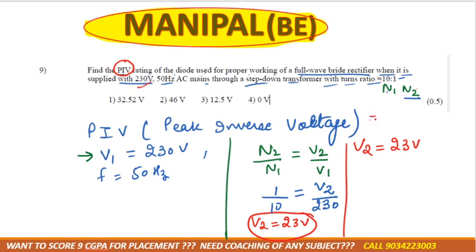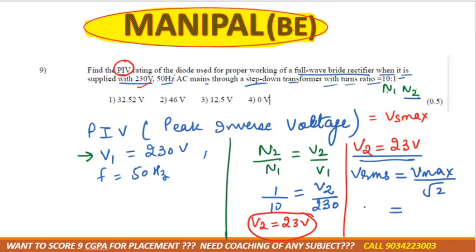Now they ask you the PIV. PIV is a peak inverse voltage that is equal to the Vs maximum. But we got this voltage as a RMS voltage. And you know the relationship between RMS and maximum, which we have studied in your BT also. Vrms is equal to Vmax divided by root 2. So Vrms is how much? 23 multiplied by root 2 is maximum. Correct? So you can solve this and then you will get the final answer. Got it? Now move towards the next question.